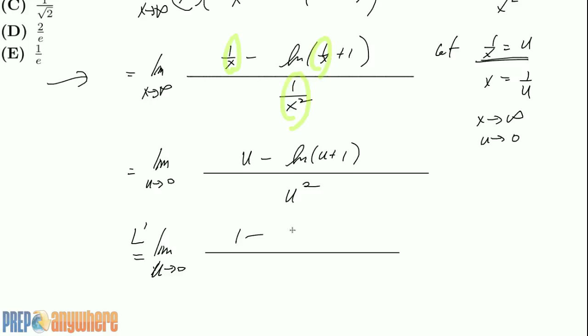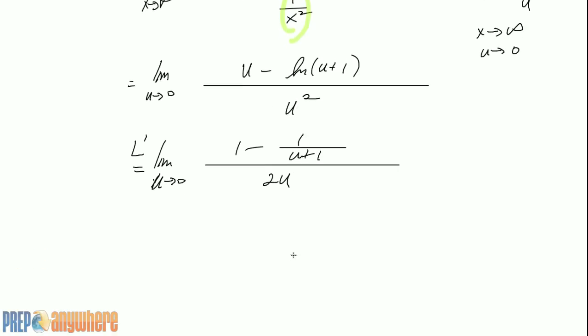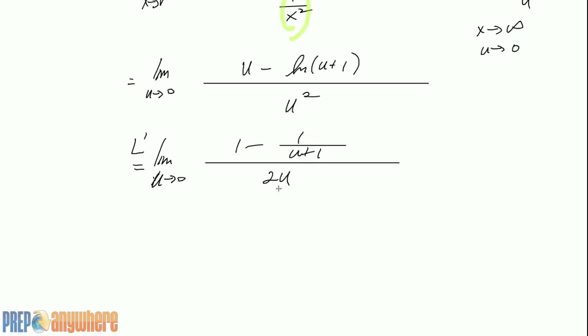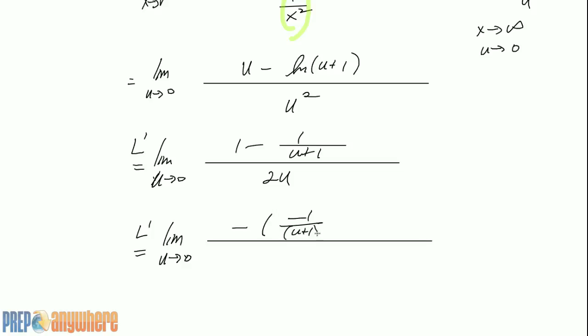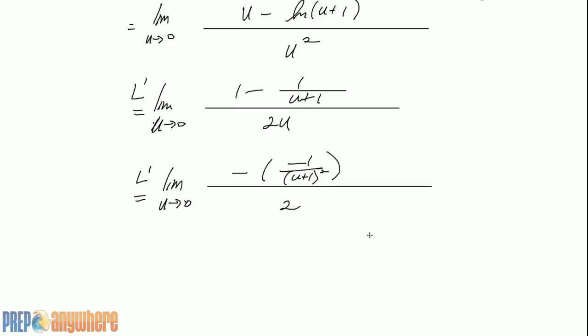And we get 1 minus 1 over u plus 1. Here you get 2u. Okay, it's still 1 minus 1. At the bottom is 0. It's still a 0 over 0 case. So let's use L'Hopital's rule one more time. Okay, so that turns into 0. That right there would turn into minus 1 over u plus 1 squared. At the bottom is 2.